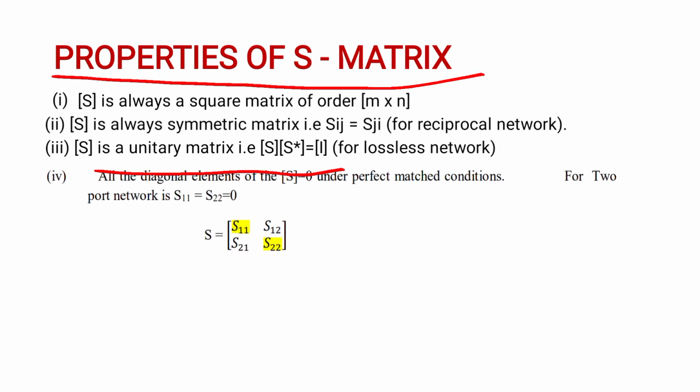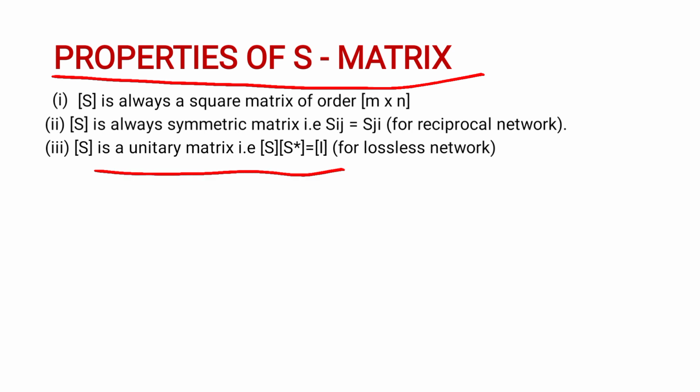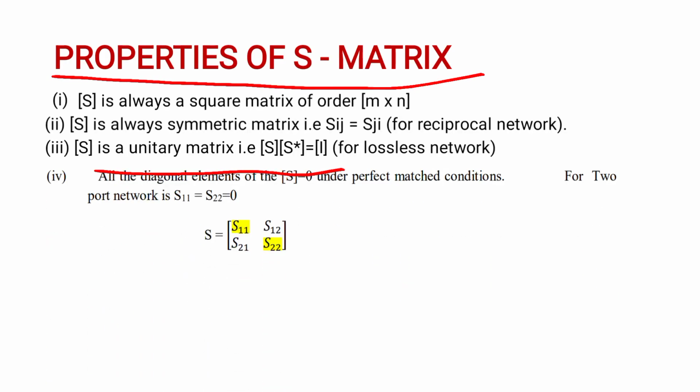And the fourth one, let's observe: all diagonal elements of the S matrix equal 0 under perfectly matched condition. For a two-port network, S11 equals S22 equals 0. I already told you, under perfectly matched condition, there is no power reflected back to the same port. When we incident power at one port, there is no power reflected back to the same port due to the perfectly matched condition.